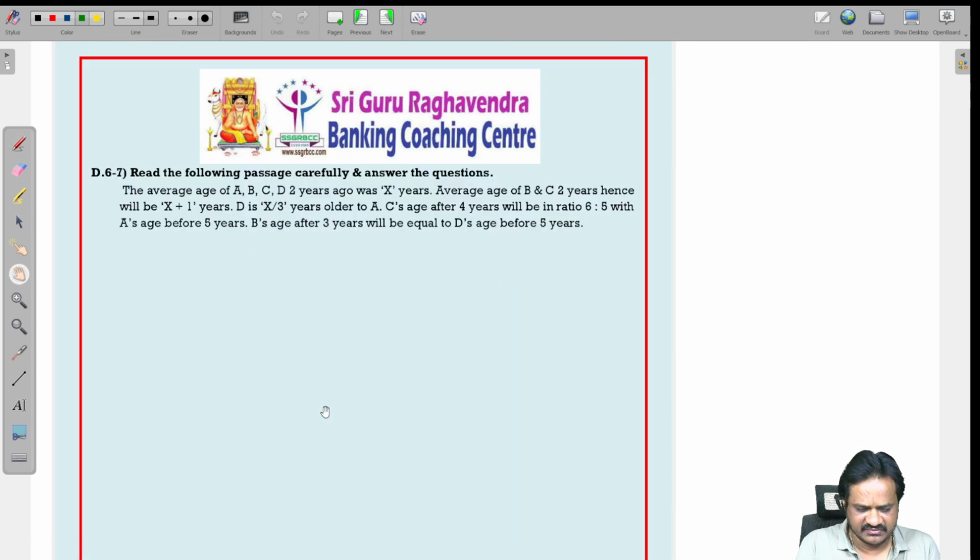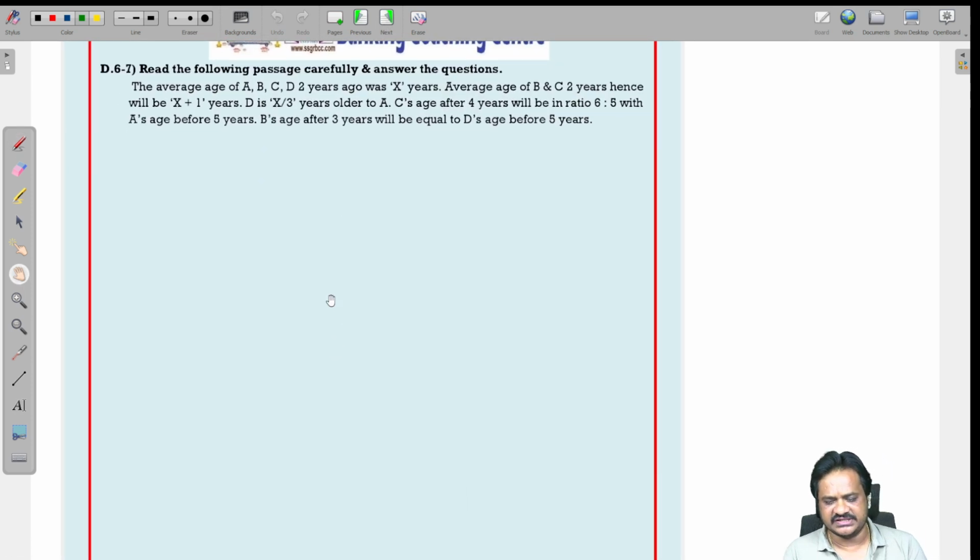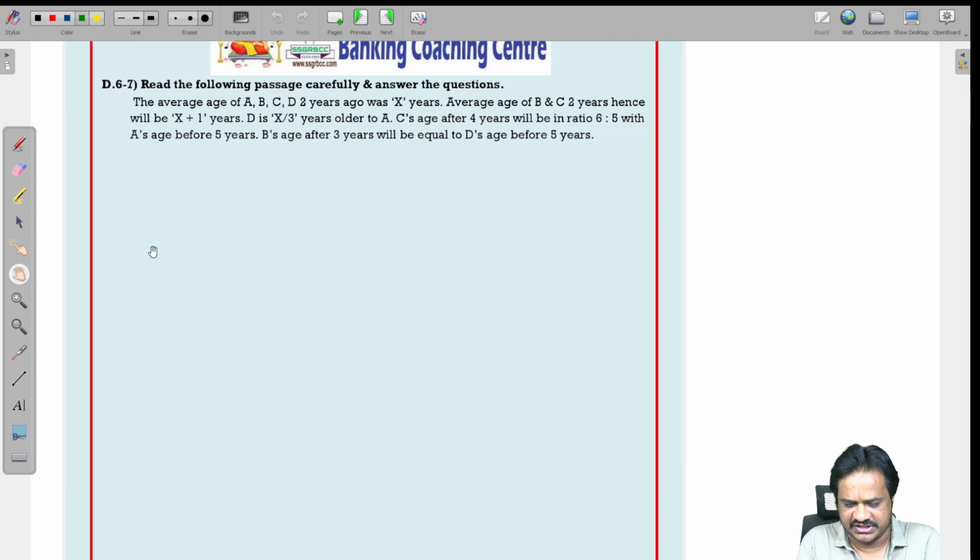Questions 6 to 7. Read the following passage and then answer the question. The average age of A, B, C, D 2 years ago was x years. The average age of B and C 2 years hence will be x plus 1 years. D is x by 3 years older than C. C's age after 4 years will be in the ratio of 6:5 with A's age before 5 years. B's age after 3 years will be equal to D's age before 5 years.